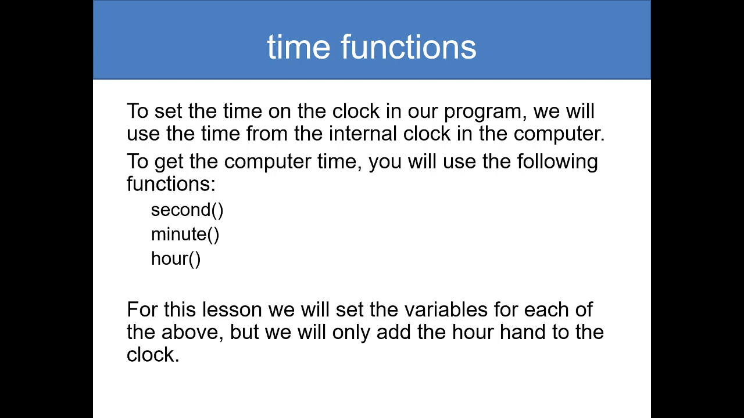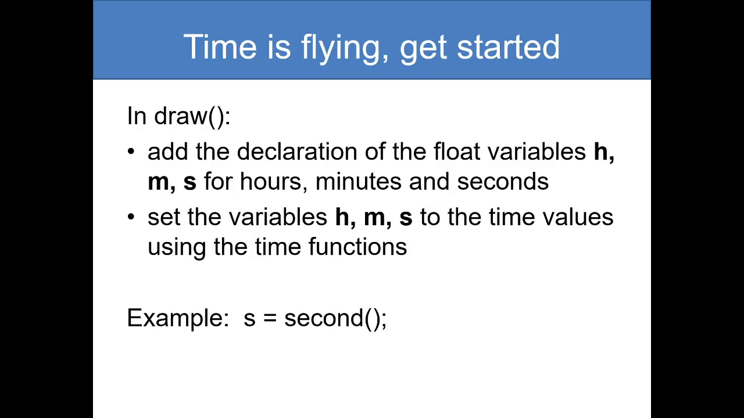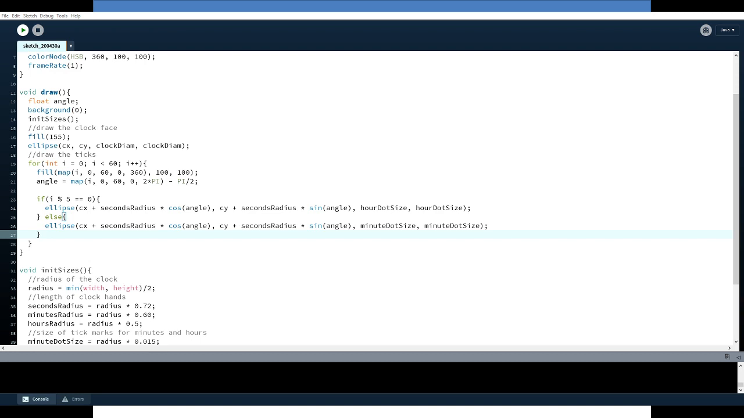In order to get the computer time, we're going to use these functions, which already exist: second, minute, and hour. There are several others, but these are the only ones we're really looking at. For this lesson, we're going to set the variables for each of the above, but we're only going to add the hour hand to this clock right now. So in our draw function, we're going to add some float variables, H, M, and S for hours, minutes, and seconds, and set those to the specific values. So let's go ahead and get started.